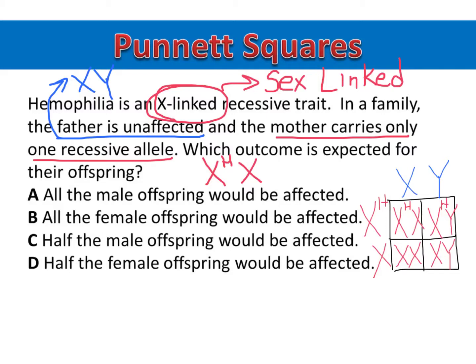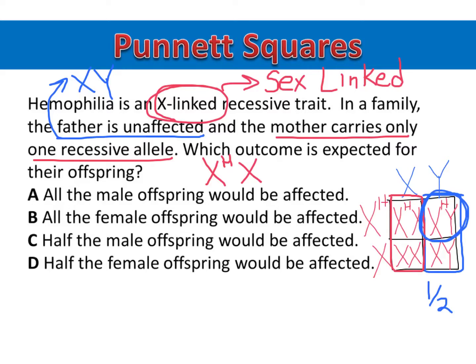Now let's make sure that we understand the males and the females. So these two boxes here represent the males, and these two boxes here represent the females. Remember, males are XY, females are XX. Notice that one of the two boxes, or one half of the males, have the trait on their X chromosome and would therefore have hemophilia.